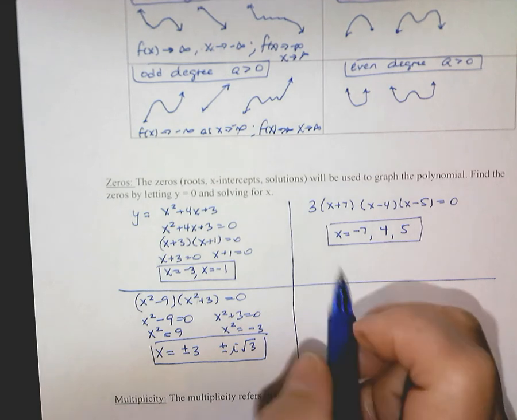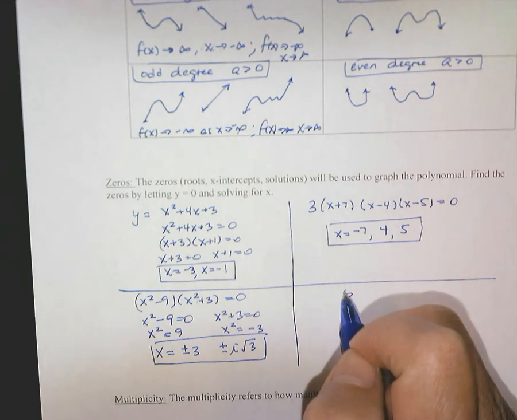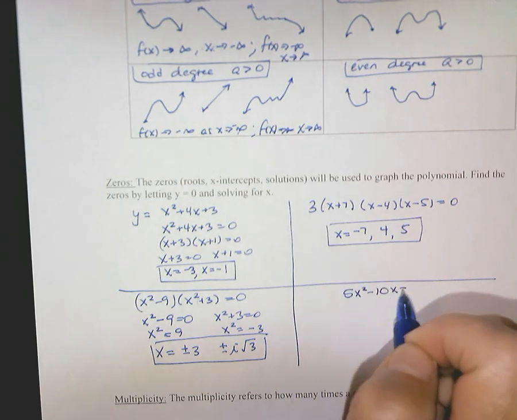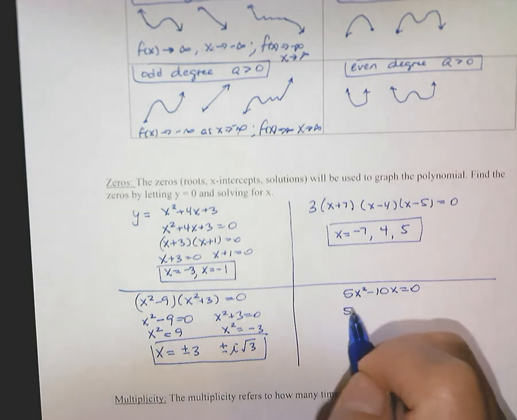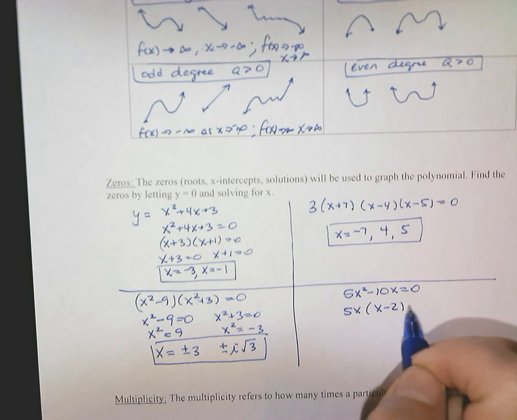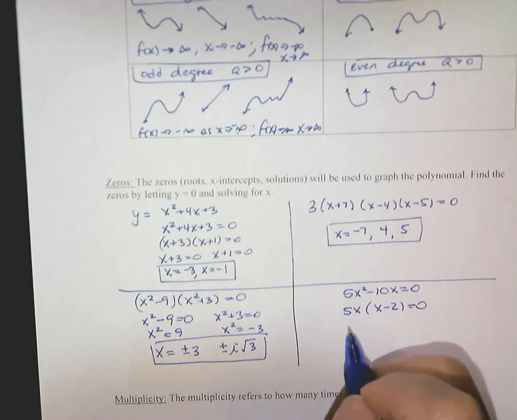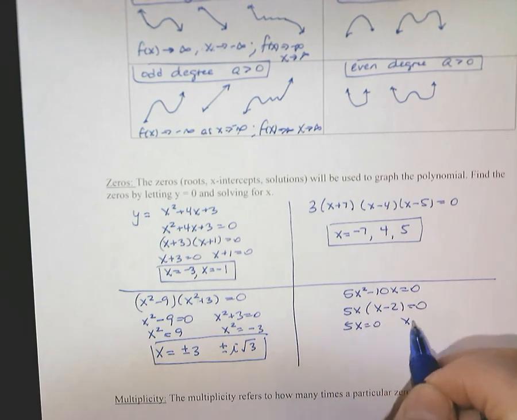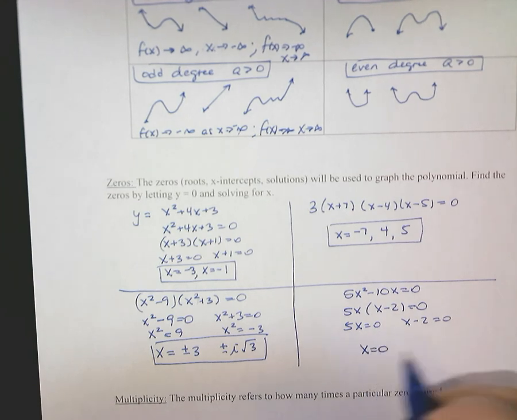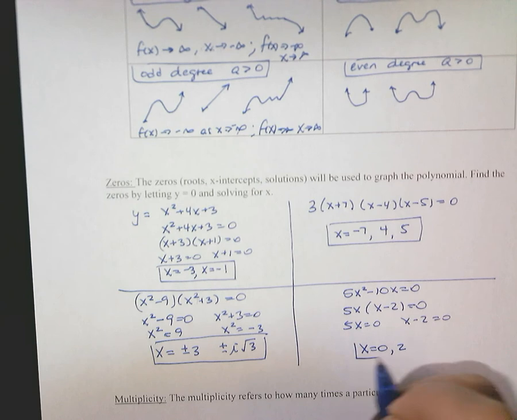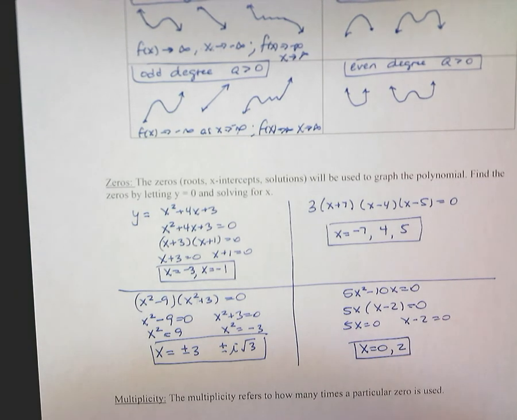And one more example. Say I had 5x squared minus 10x equals 0. I can factor the greatest common factor. So 5x equals 0, x minus 2 equals 0. Divide by 5, you still get 0. Add 2, you get 2. So now to use these to graph.